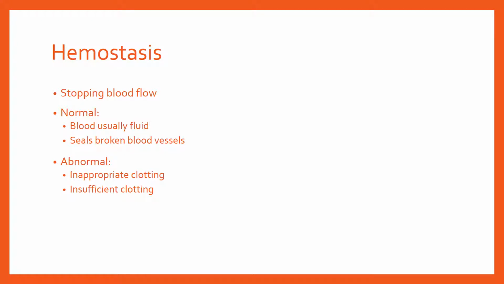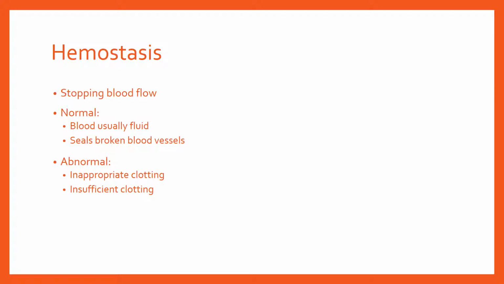Hemostasis is a protective mechanism, or the consequence of the protective mechanism, of achieving balance or protecting the body from the loss of blood. So hemostasis occurs by stopping blood flow, and normally blood clots. Blood is usually, we know, a viscous fluid. We shouldn't forget that. However, it will flow freely under normal circumstances when it's inside the vessels. But when damage to vessels occurs, it will seal the broken blood vessels with a clot. So that's the normal mechanism, very briefly.